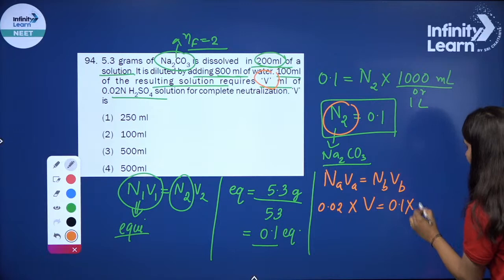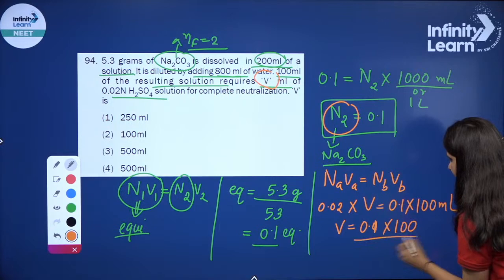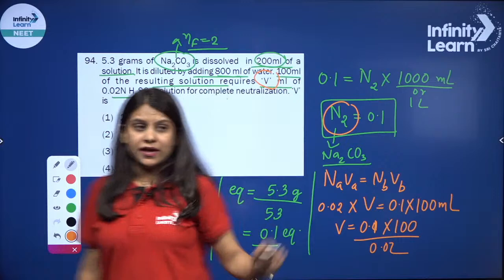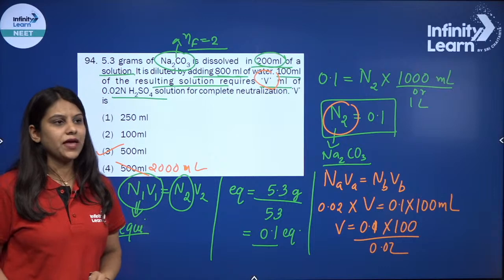Now, what will be the correct answer? Volume will be 0.1 into 100 divided by 0.02. So, you can calculate. The answer will be 500 ml. Here by mistake, we got a different option. I think the option in the paper was 2000 ml. So, what is the correct answer? Correct answer is 500 ml. Well done. Okay.